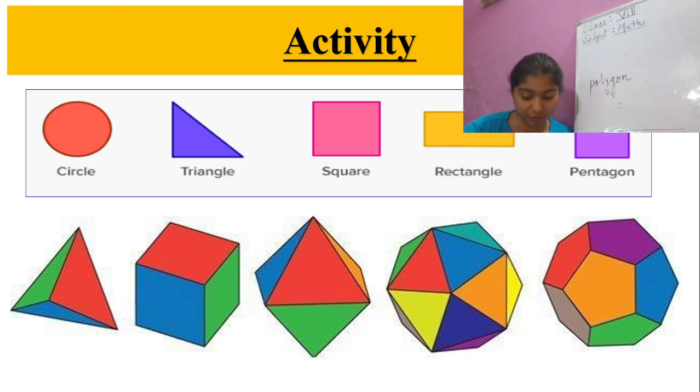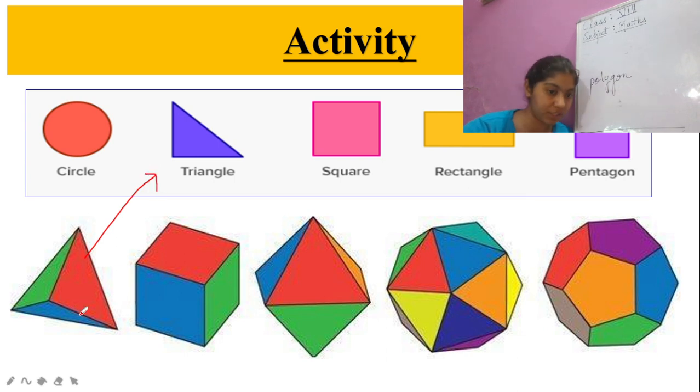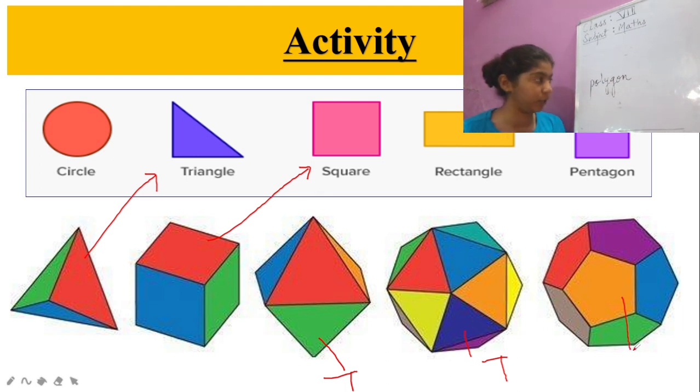If we talk about the faces, for the first one, what is the shape for this? This is a triangle, right? All the shapes are triangles. Then we can say this is made up of squares, right? This again we can say is triangles. Again we have triangles here, and this is a pentagon. You can see this is a pentagon which has 5 sides, right? So this is a pentagon.